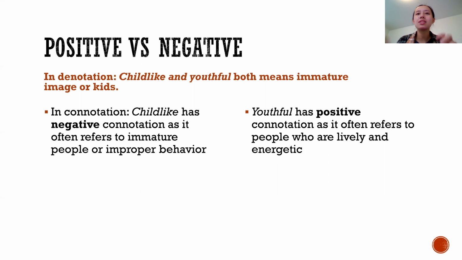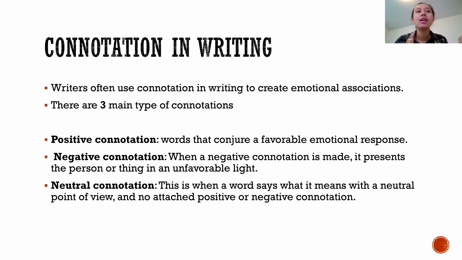And now you are already familiar with how connotations can convey important messages or shape characters. Now let's look at how it is used in writing. Writers often use connotations in writing to create emotional association. So there are 3 types of connotations.